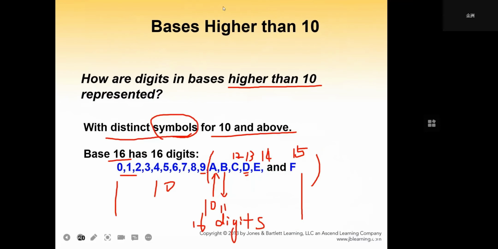Then, let's see base higher than 10. What kind of digits do we use? We use A, B, C, D, E, F. So this is hexadecimal, we call it, with base 16. So here A represents 10.